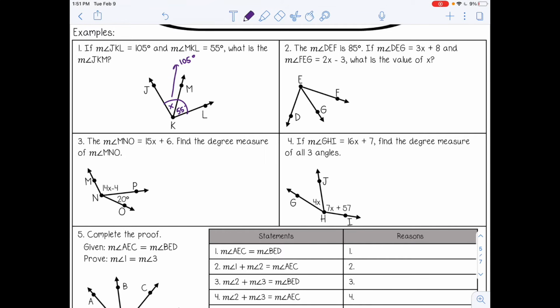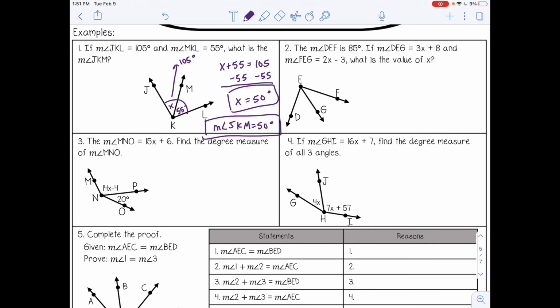So of course we know that x plus 55, if we add those together, that would give us the whole thing of 105. So we can just subtract 105 minus 55. And that gives us 50 degrees. So the measure of angle, you can also write it like this, the measure of angle JKM equals 50, since I just added that x in the problem.